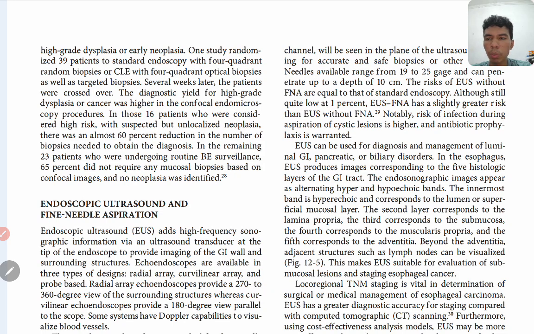Several weeks later, the patients were crossed over. The diagnostic yield for high-grade dysplasia or cancer was higher in the confocal endomicroscopy procedures. In those 16 patients who were considered high risk with suspected but unlocalized neoplasia, there was an almost 60% reduction in the number of biopsies needed to obtain the diagnosis. Of the remaining 23 patients who were undergoing routine BE surveillance, 65% didn't require any mucosal biopsies based on confocal image, and no neoplasia was identified.